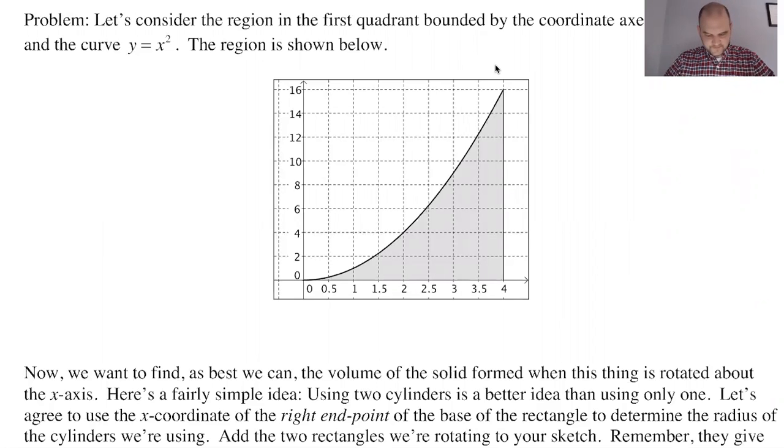So first thing, let's consider the region in the first quadrant, bounded by the coordinate axes, the line x equals 4 and the curve y equals x squared. The region is shown below. That's a really common thing. You'll just be given the region because the descriptions are kind of hard to work out.